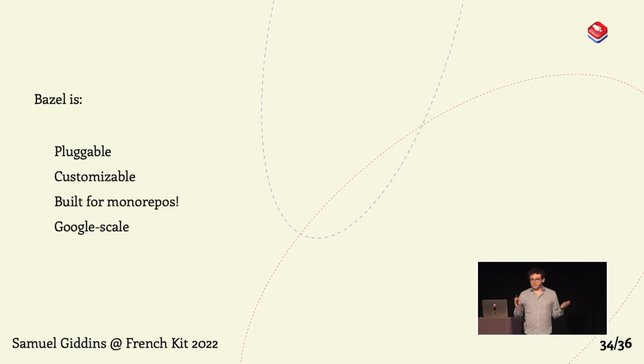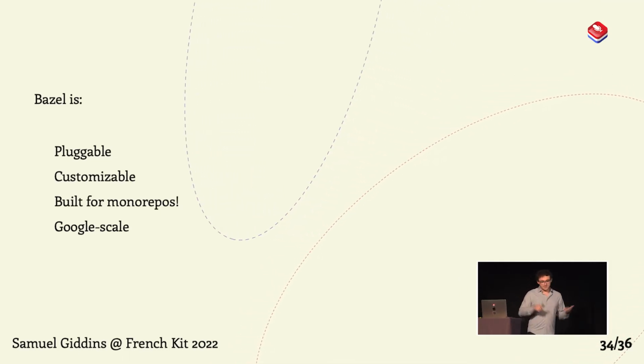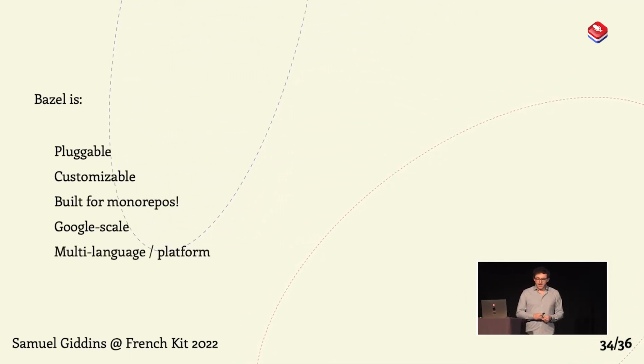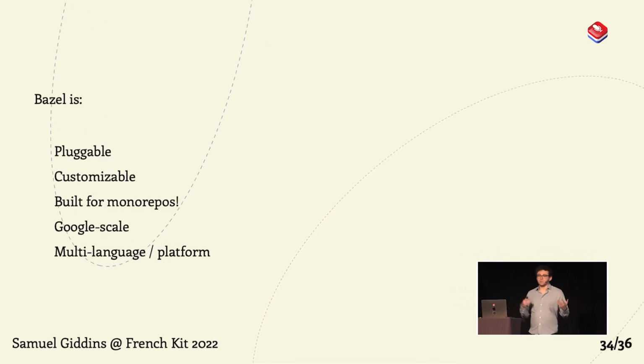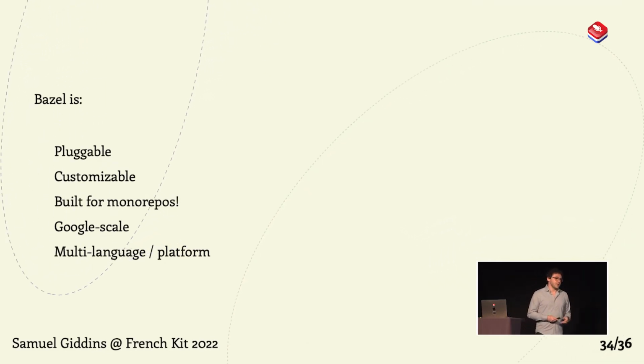It's Google scale because it's built by Google. And it's inherently a multi-language and multi-platform thing. So you can build all of your different applications, iOS, Android, web, front-end, back-end, with Bazel in one repo, in one build. You could build it all in one command if you wanted to, if you have the patience to sit for an hour or 2 or 3, I guess.